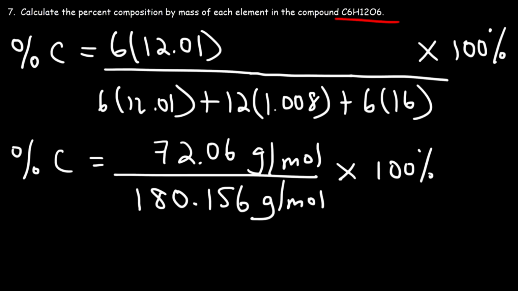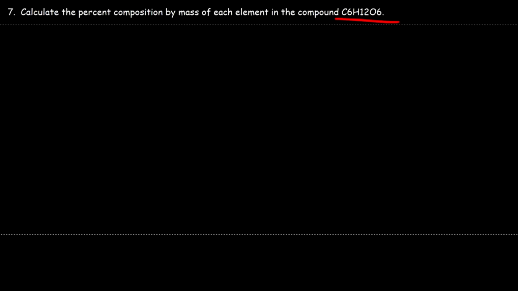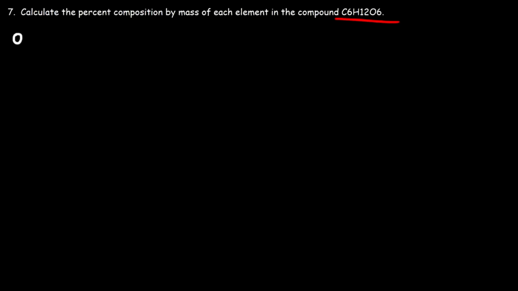So 72.06 divided by 180.156 times 100%. So that gives me 39.999%, which I'm going to round and say it's about 40%. So that's the mass percent of carbon in this compound.